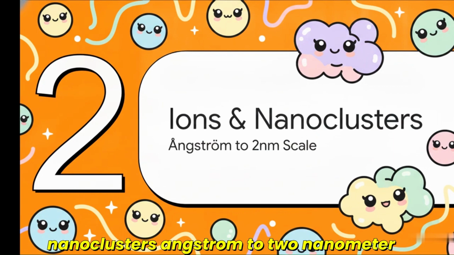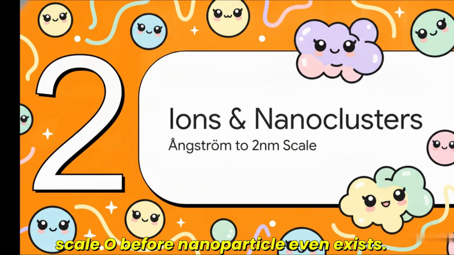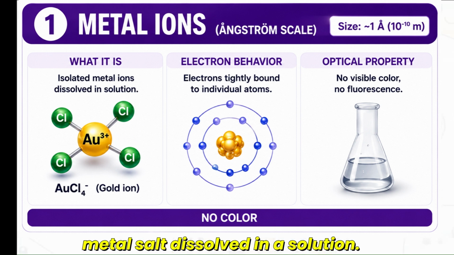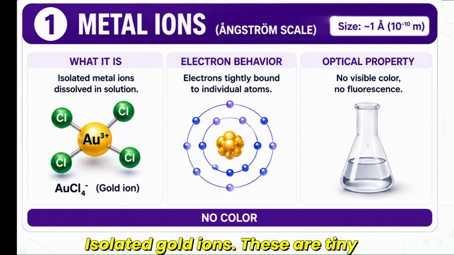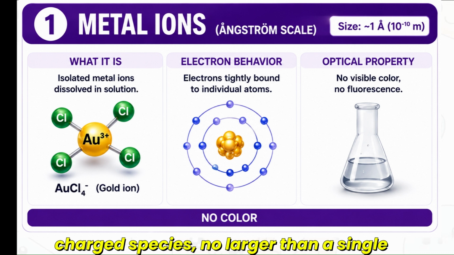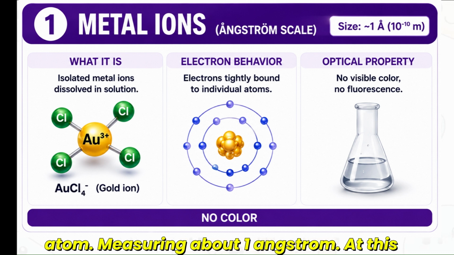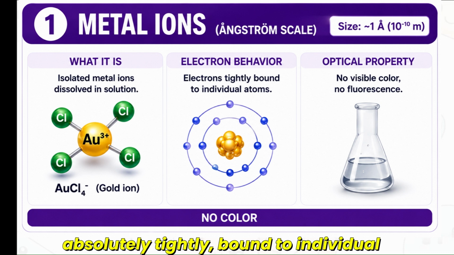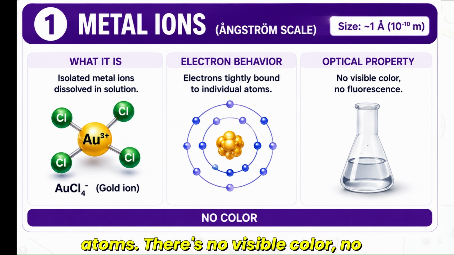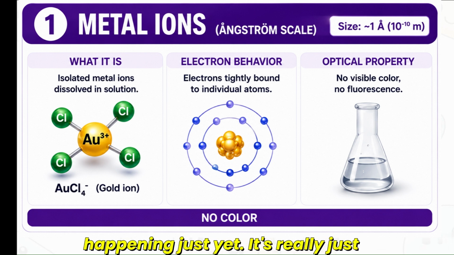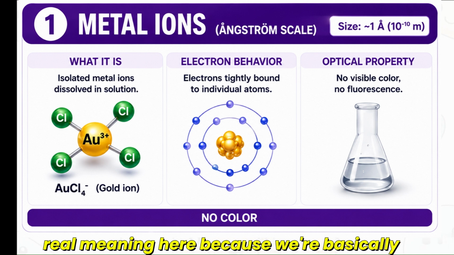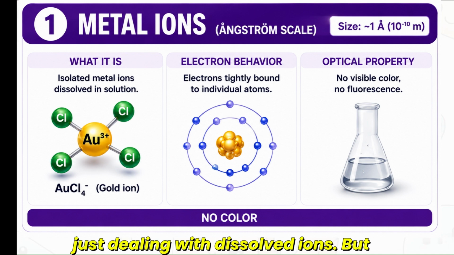Section 2. Ions and nanoclusters. Angstrom to 2 nanometer scale. So, before a nanoparticle even exists, our starting point is just a simple metal salt dissolved in a solution, isolated gold ions. These are tiny, charged species no larger than a single atom, measuring about 1 angstrom. At this stage, electrons are tightly, and I mean absolutely tightly, bound to individual atoms. There's no visible color, no fluorescence, and honestly, no magic happening just yet. It's really just basic chemistry. Size doesn't even have a real meaning here, because we're basically just dealing with dissolved ions.